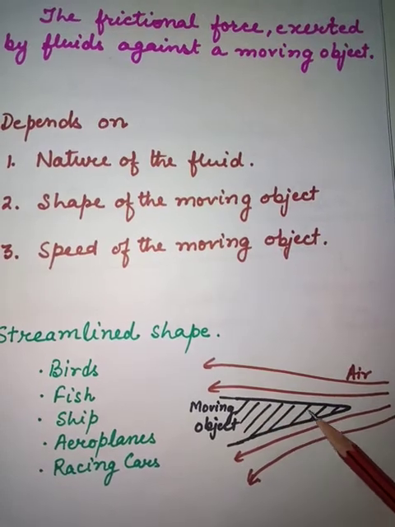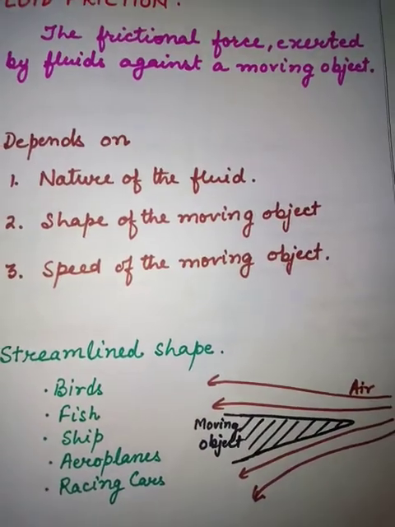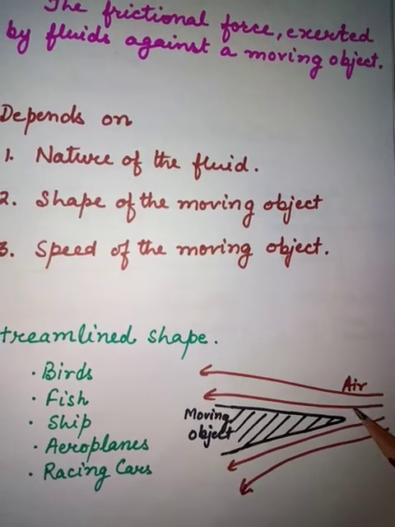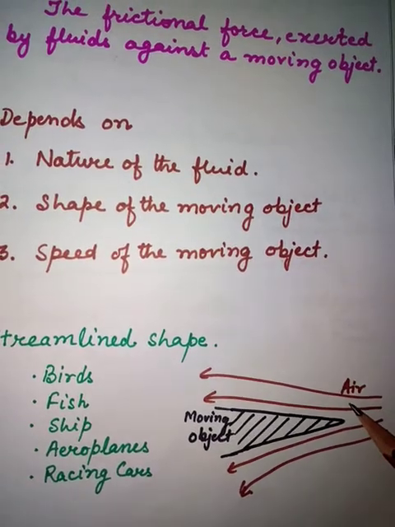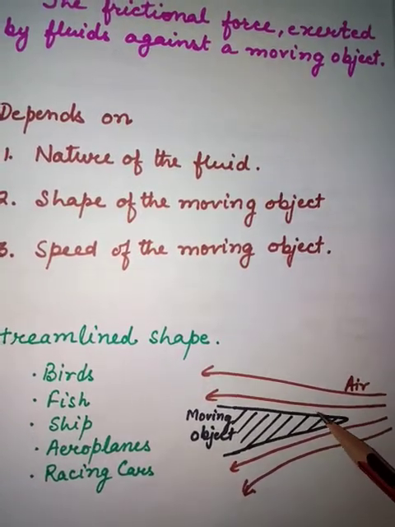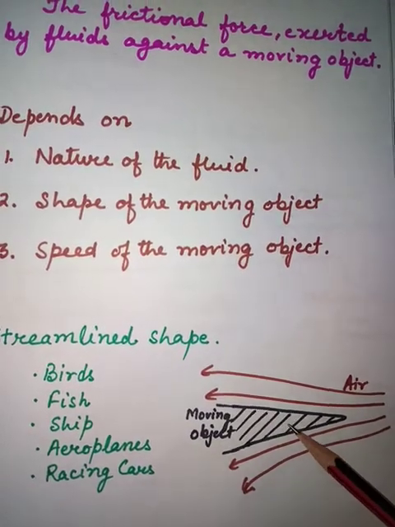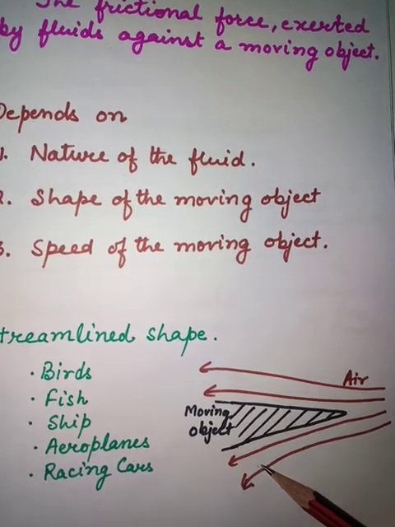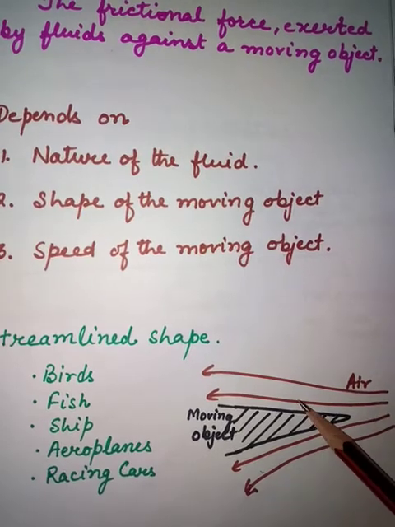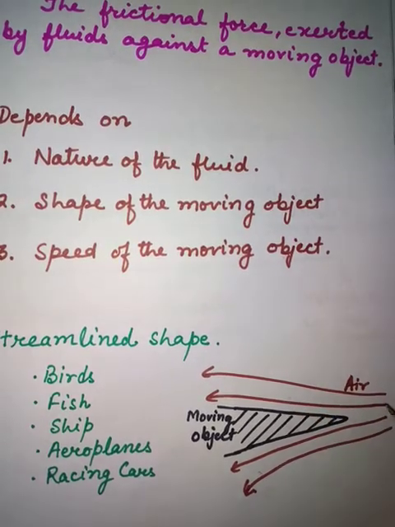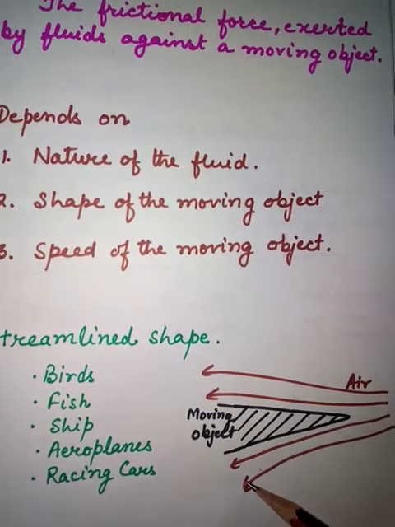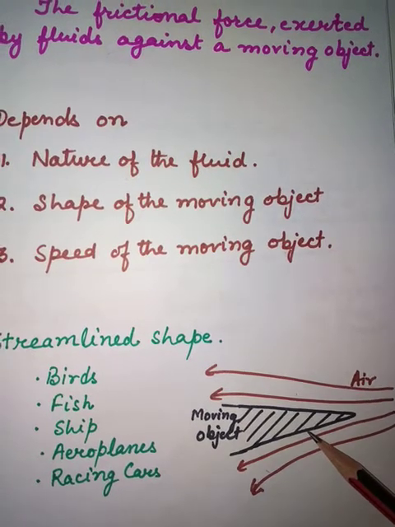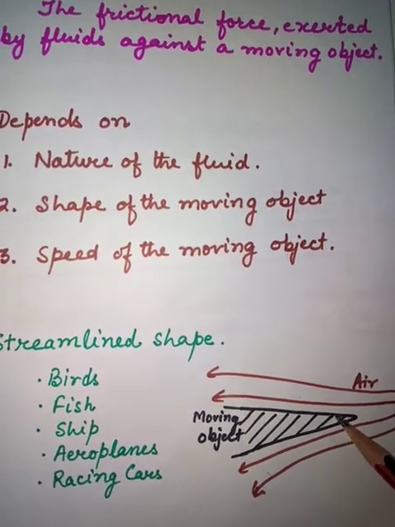So when the objects are made of this shape, there is streamlined flow of the air or the fluid. Streamlined flow is a systematic regular flow of a fluid in which all the particles that pass any given point follow the same path with the same speed. Because of this reason, fluid friction decreases to a great extent. So there is increase in speed.